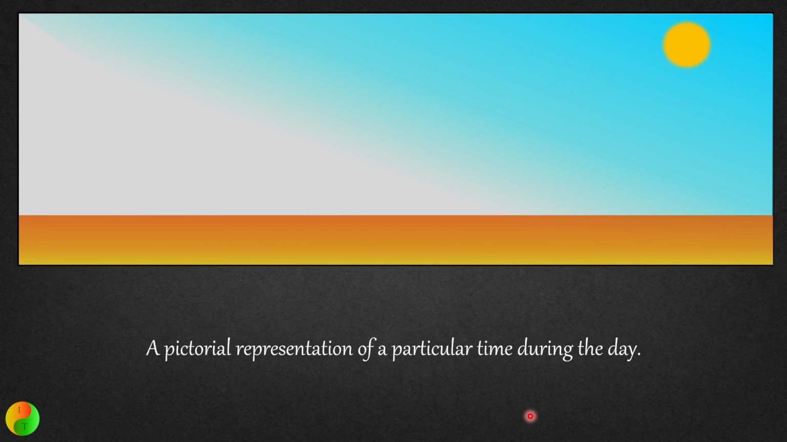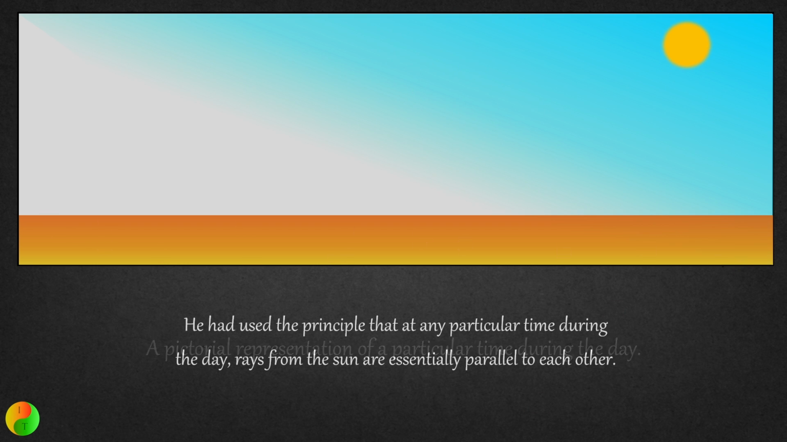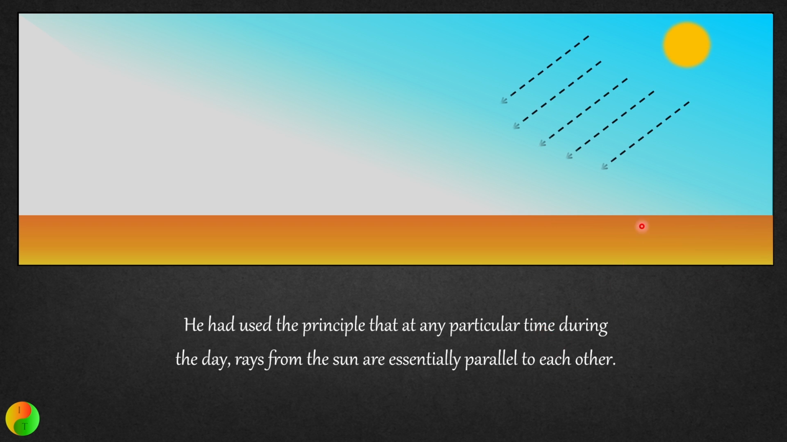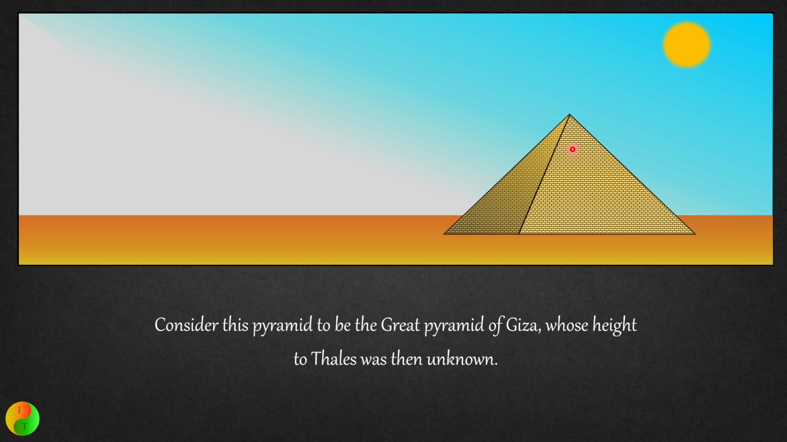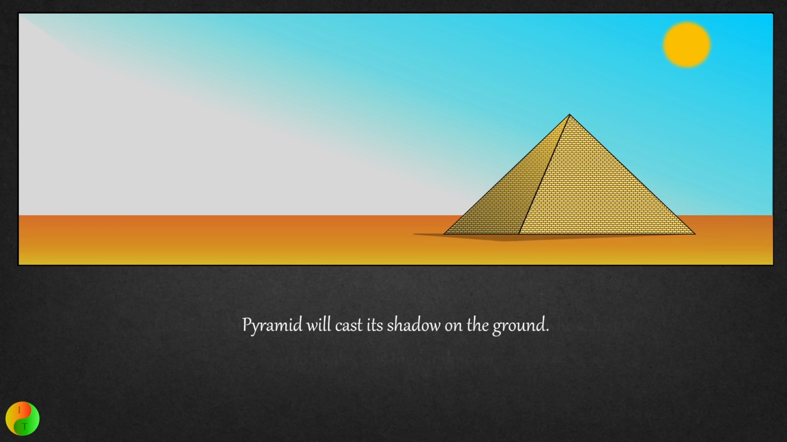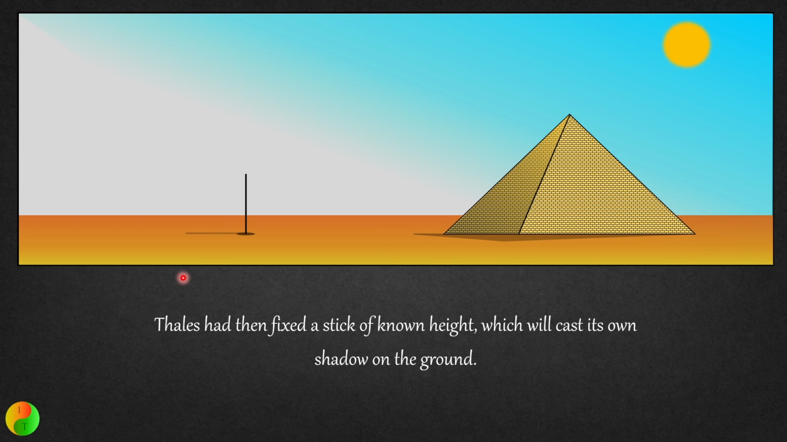Consider this a pictorial representation of a particular time during the day. Here is our sun, here's the sky, and here's the ground beneath. He used the principle that at any particular time during the day, rays from the sun are essentially parallel to each other. Consider this to be the Great Pyramid of Giza, whose height was then unknown to Thales. The pyramid will cast its own shadow on the ground. Thales then fixed a stick of known height, which will cast its own shadow on the ground.